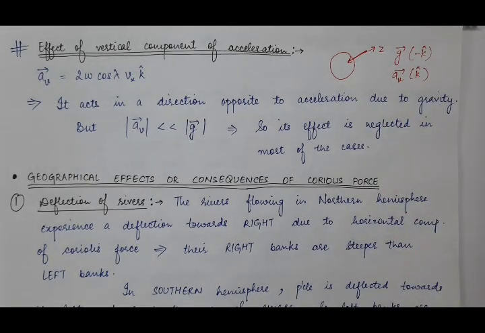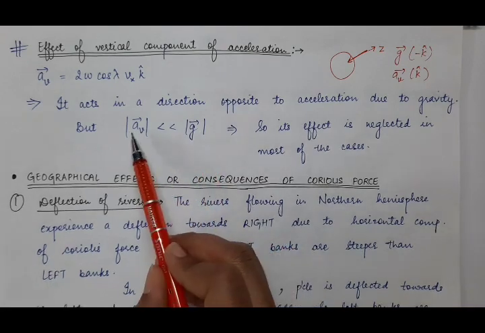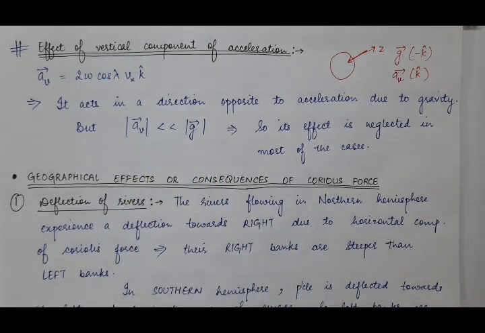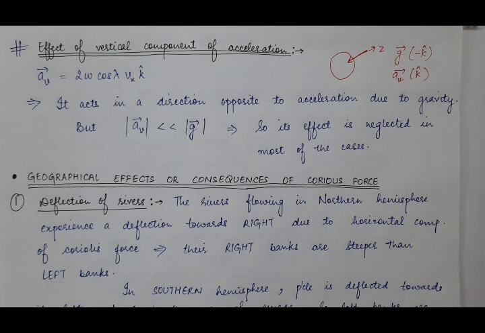So the direction of acceleration due to gravity and the vertical component of Coriolis acceleration is opposite. Then what about their magnitude? The magnitude of acceleration due to gravity is many times greater than the vertical component of Coriolis acceleration. So that is why most of the time the effect of the vertical component of Coriolis acceleration is neglected.